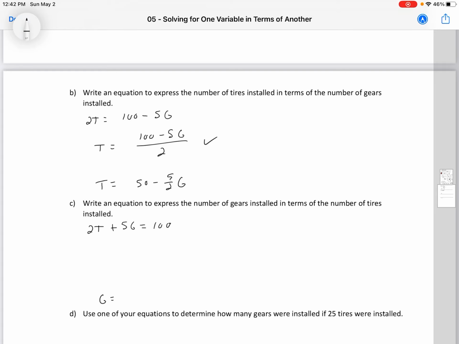If we want G equals, we only want G's on the left side of the equation. So we need to get rid of the T's. To get rid of T's, we want to subtract 2T from both sides. And so on the left-hand side, the T's cancel, so I've just got 5G equals 100 minus 2T. And then I'm going to divide both sides by 5, and I get 100 minus 2T over 5.